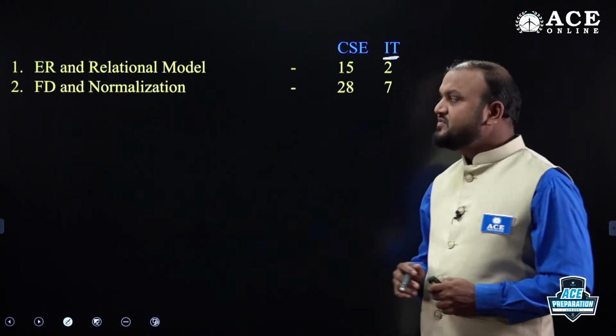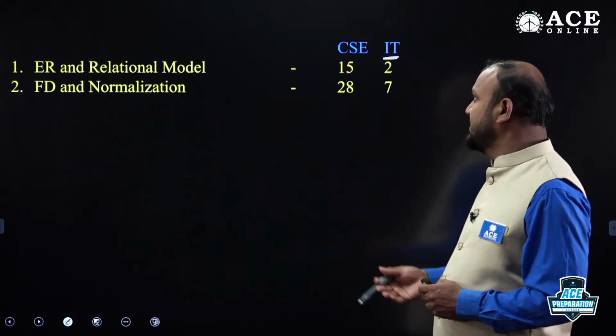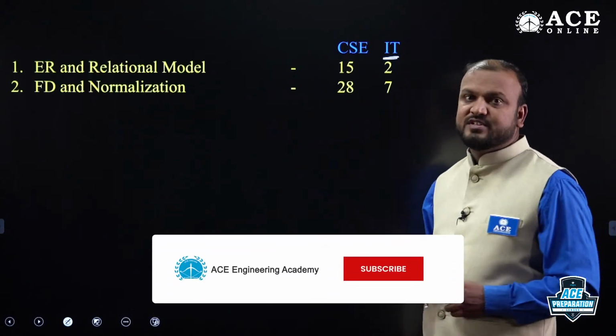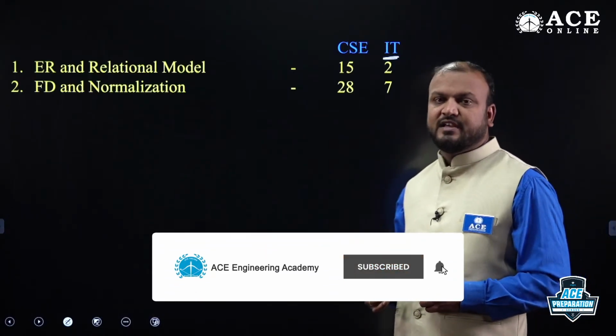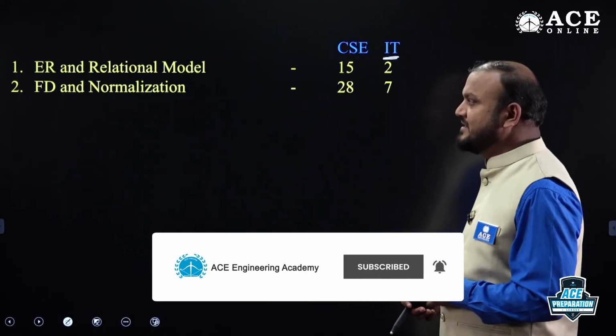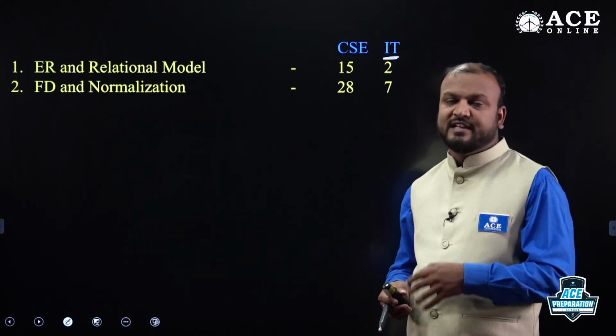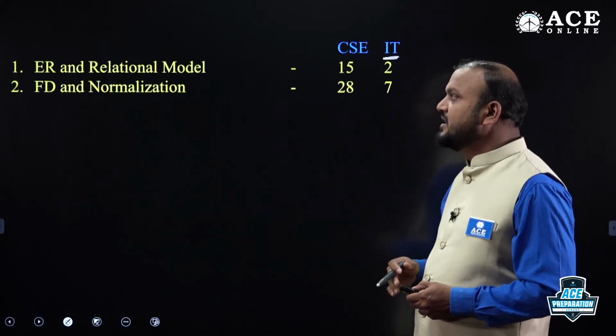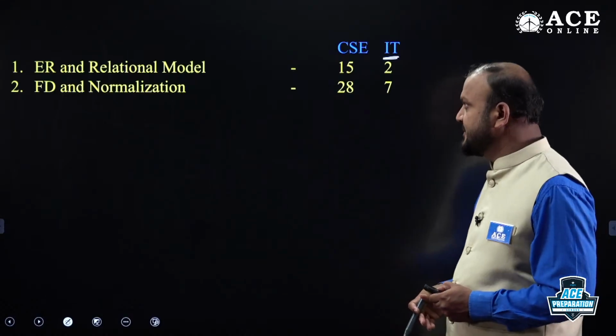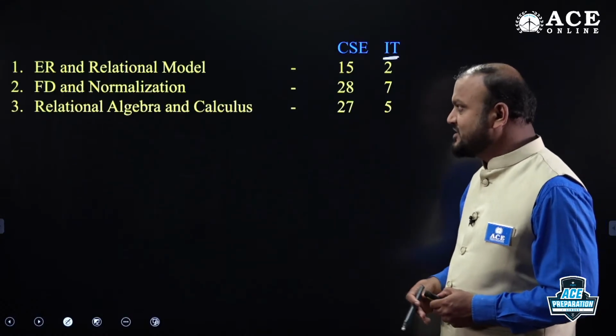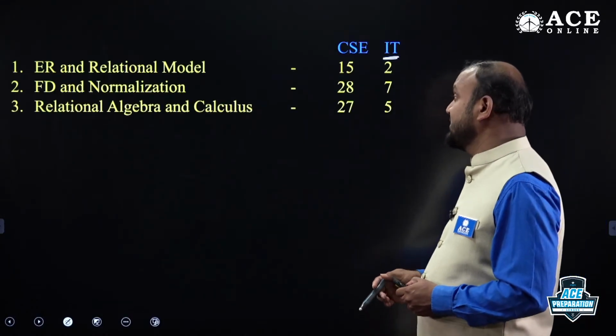Functional dependencies and normalization is the second topic. In that, you got 28 questions so far. This analysis is from 2000 to 2022, totally 22, 23 years of papers I have analyzed. And these are the set of questions. In relational algebra and calculus, it is 27 questions.